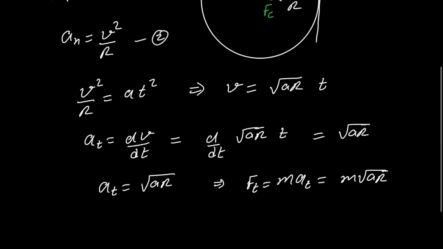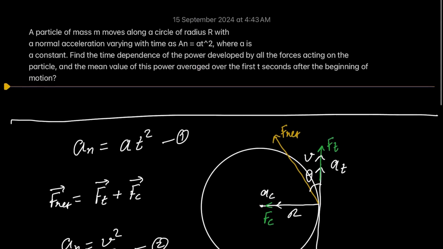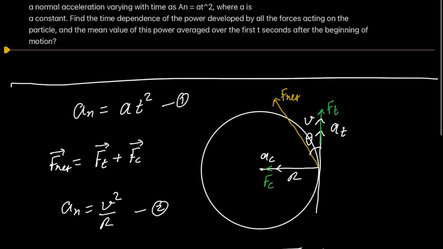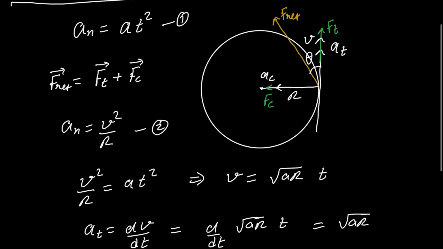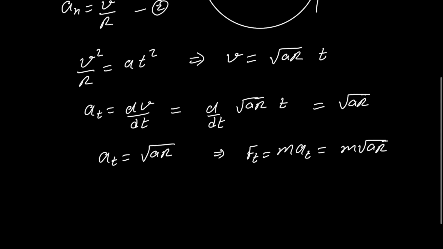So this is tangential acceleration. Now we have to find power. The question is, you have to find power developed by all the forces. So power developed by all the forces means power developed by net force. Now we know that instantaneous power P is F dot V. The power of a force is F dot V, and we have to find power of net force.